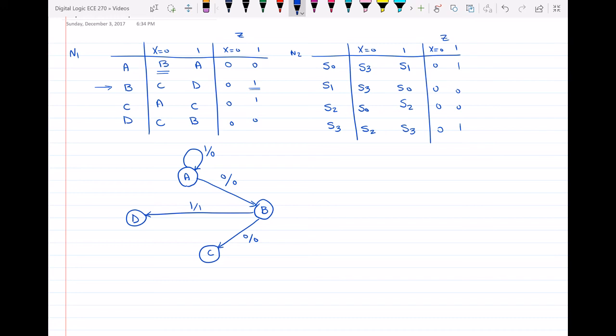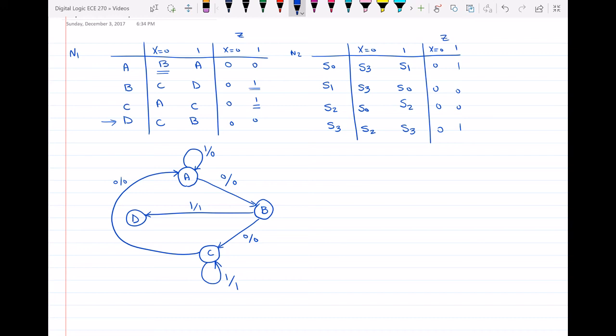All right. Then we will go to the third row. So we are at state C and x is equal to 0. Where are we going? We're going back to state A. So this is going to be 0, and the output is 0. And if x is equal to 1, we're going to stay at state C. So that would be 1, and the output is equal to 1, right?